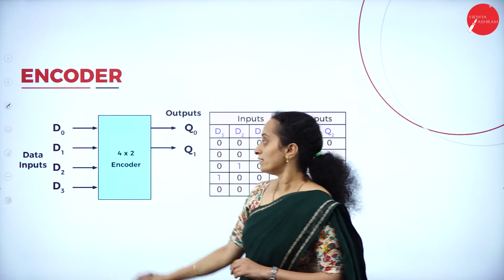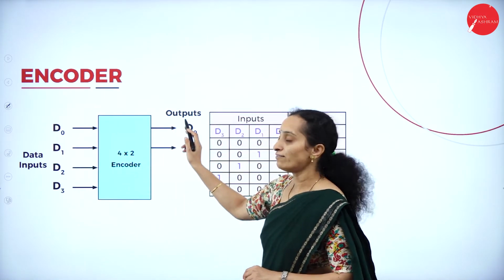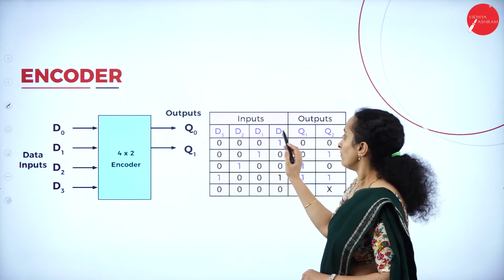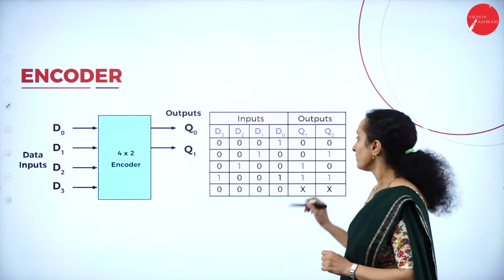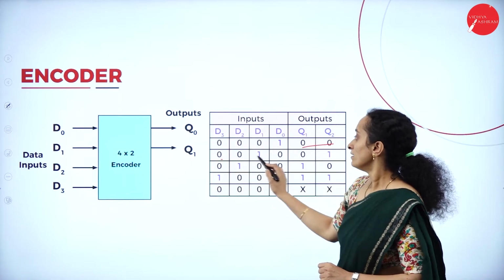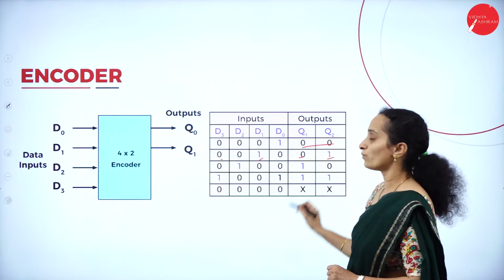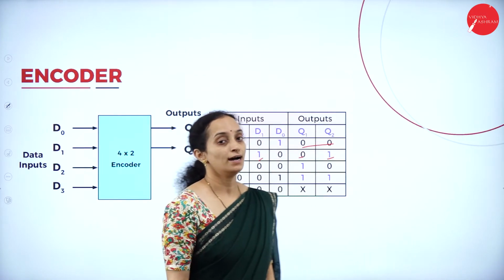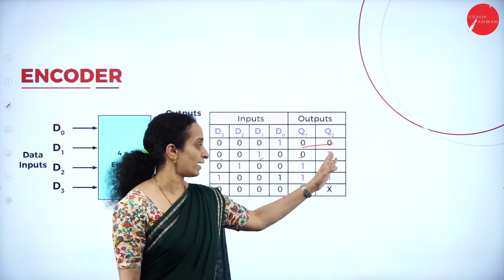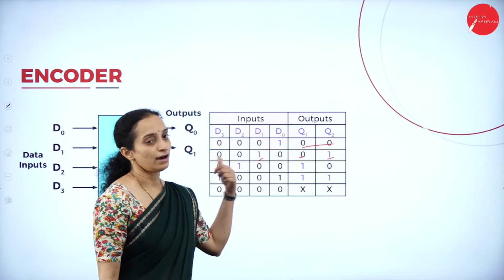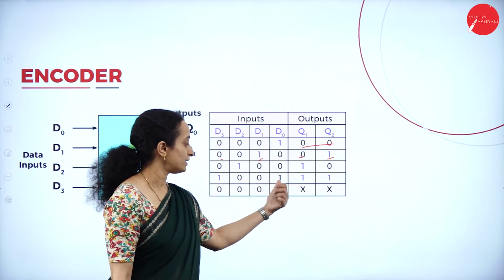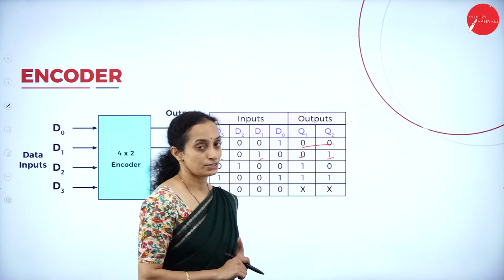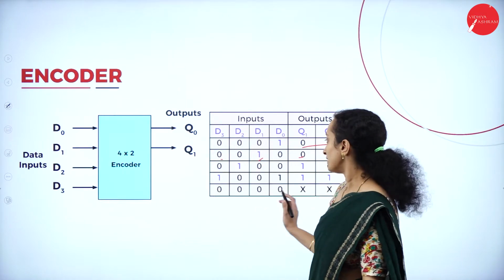That means if you have four data inputs D0, D1, D2, D3, you will have only two outputs Q0 and Q1. Inputs are D3, D2, D1 and D0. When D0 is enabled or D0 acts as 1, the output will be 0, 0. When you have D1 enabled, then Q1 will be set to 0 and Q0 will be set to 1. When D2 is enabled, Q1 will be set to 1 and Q0 to 0. And when D3 is enabled to 1 and D0 also enabled to 1, then you will get both 1. The last case is not considered; you can omit it or include it in the output.